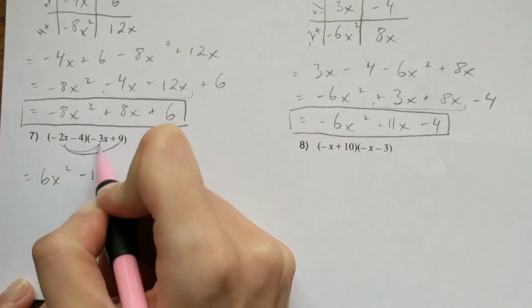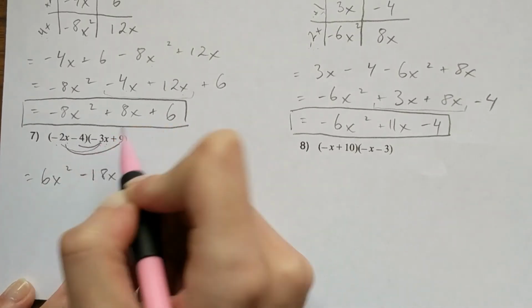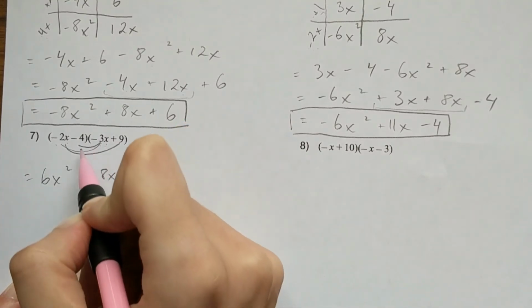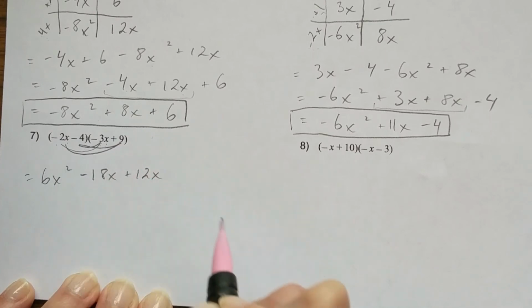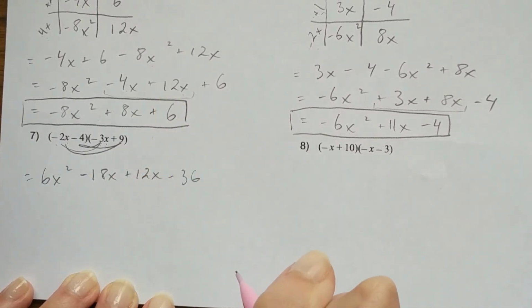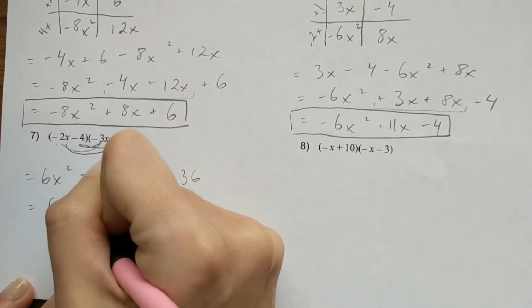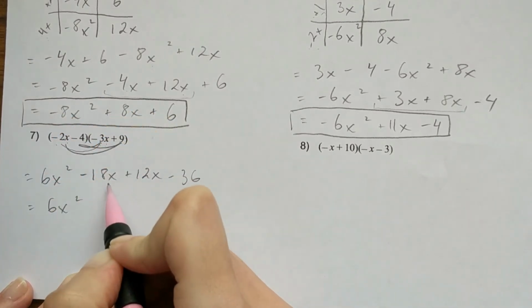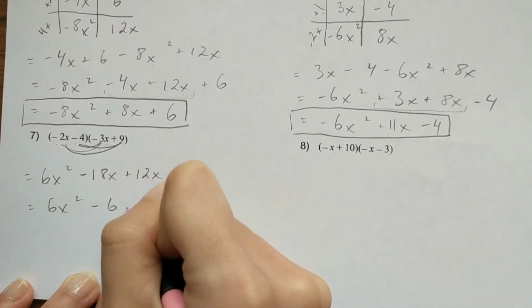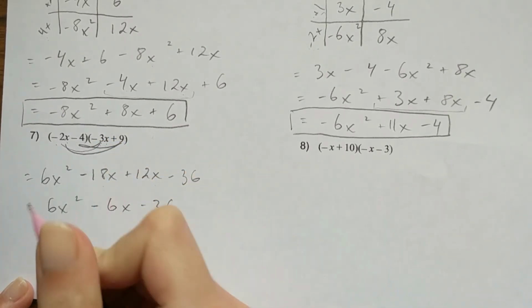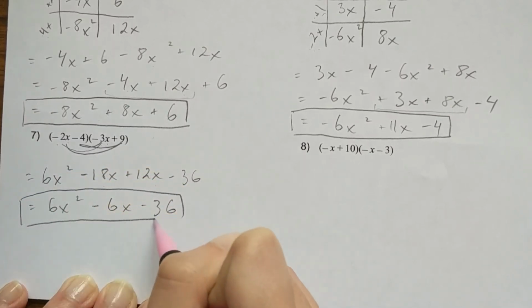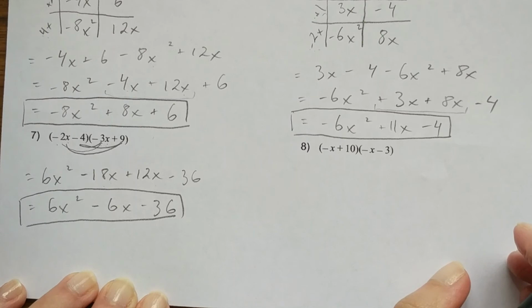Here I have negative 4 times negative 3x. That gives me positive 12x. And finally, negative 4 times positive 9 is negative 36. I can go ahead and collect my like terms here in the middle. Negative 18x plus 12x is negative 6x. So my final answer is 6x squared minus 6x minus 36.